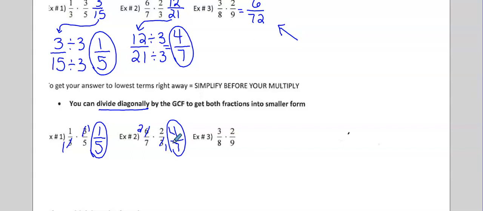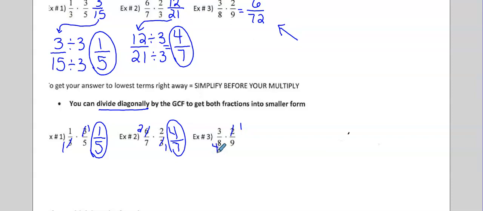Last problem, example 3, does get easier if you cross simplify before you multiply, because the numbers start to get bigger. So let's find a common factor for 8 and 2. Common factor for 8 and 2 is 2. 2 divided by 2 is 1. 8 divided by 2 is 4. And I can also cross simplify 3 and 9.